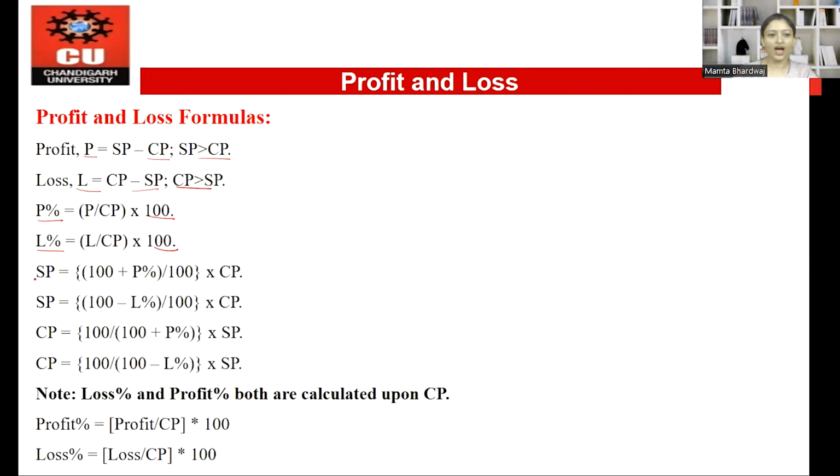And whenever you have to find out the selling price when the cost price is given to you and the profit percent is given to you, the selling price will be equal to (100 plus profit percent) upon 100 into cost price. And whenever the loss percent is given to you, the selling price will be equal to (100 minus loss percent) upon 100 into the cost price. And if the selling price is given to you and either the profit percent or the loss percent is given to you, you can find out the cost price by using the same concept.